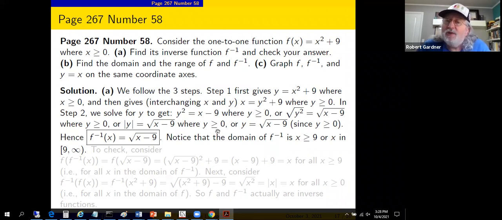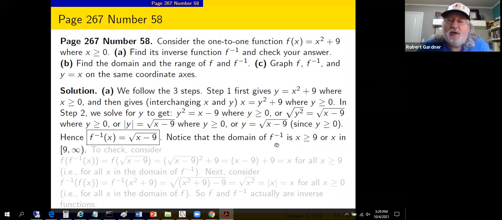So this condition that y is greater than or equal to 0 allows us to conclude the absolute value of y is the same as y, since y is greater than or equal to 0, and we get y equals the square root of x minus 9. That should be the inverse function.